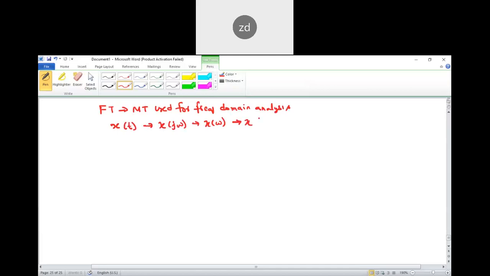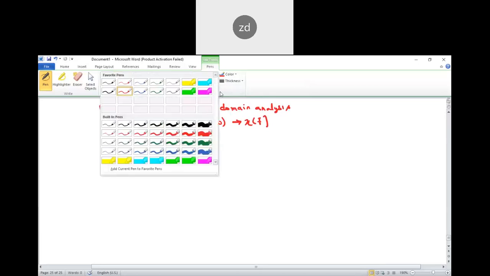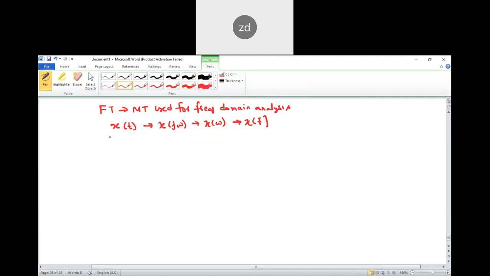So which signals will have a Fourier transform? That is of prime importance to us. We will be seeing that the Fourier transform will only exist for a signal which is absolutely integrable. That means after you do the integration of the signal, you get some finite value.